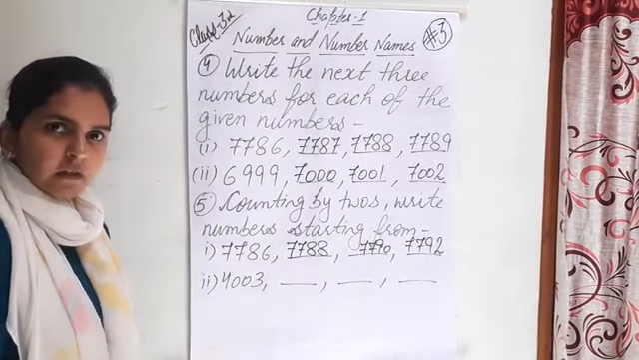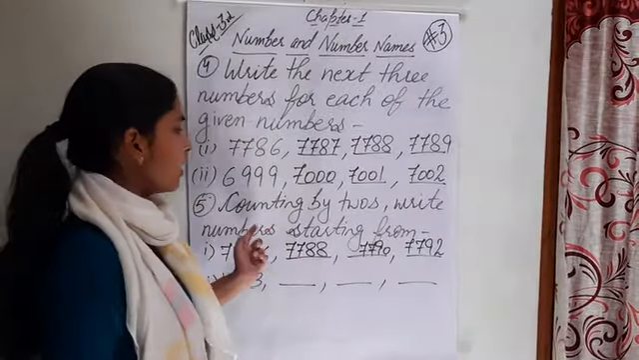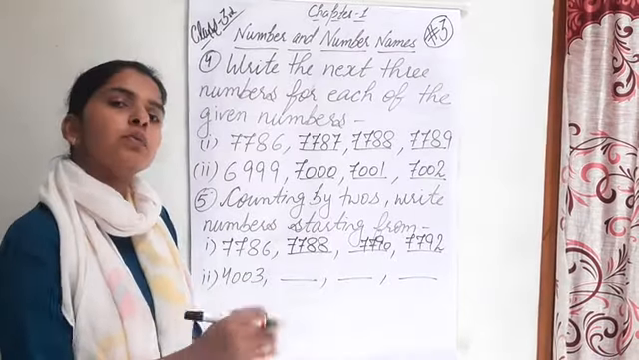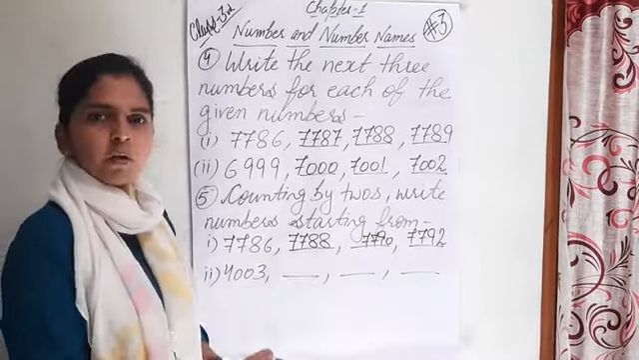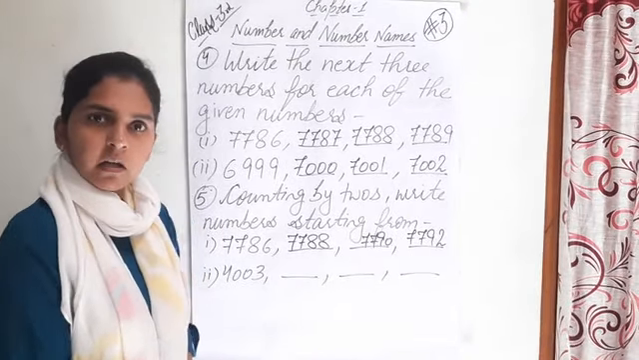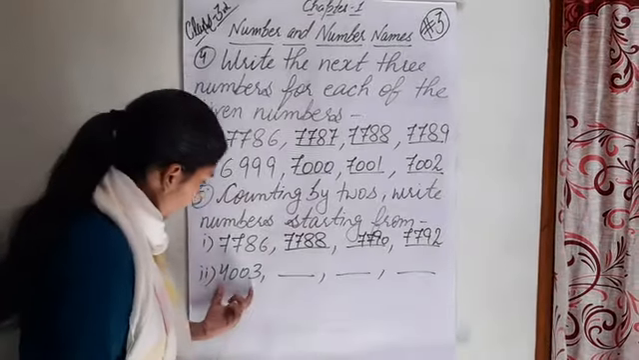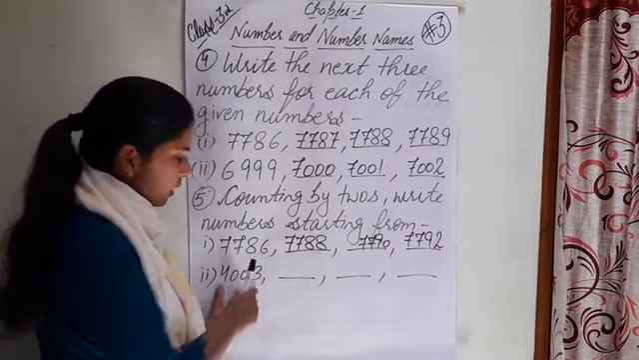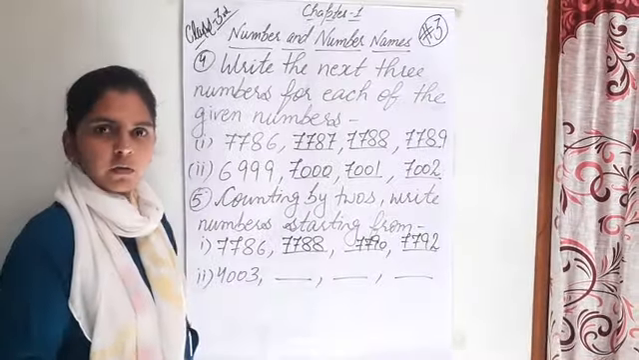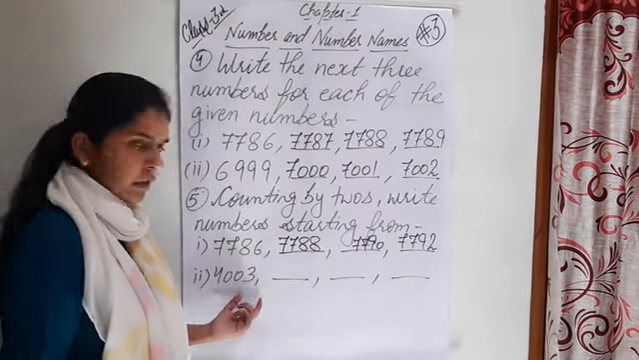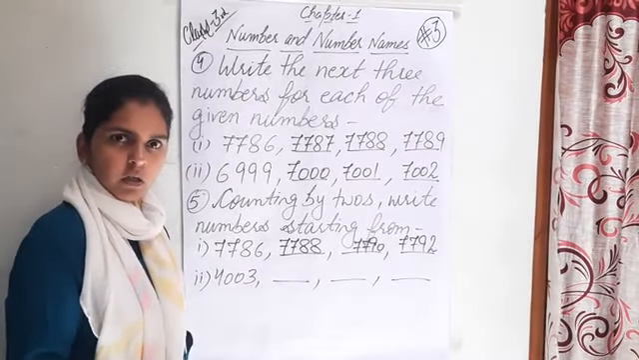Okay, I hope it is clear. We need to count by twos. It means we need to add 2 every time, or we can say that we need to leave one number and then write the next number. Okay. So the next question is 4003. This part you will solve on your own. Just solve this question in your notebook.